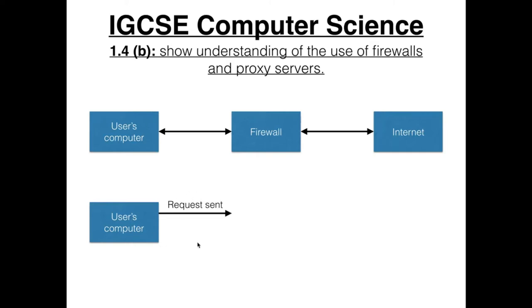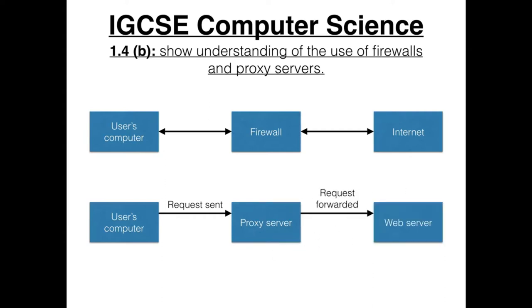The request is sent when you're accessing a website. Request is sent to the proxy server. The proxy server forwards this request to the web server. The web server responds to the proxy server, and the proxy server filters the response. So that's pretty much how they work.